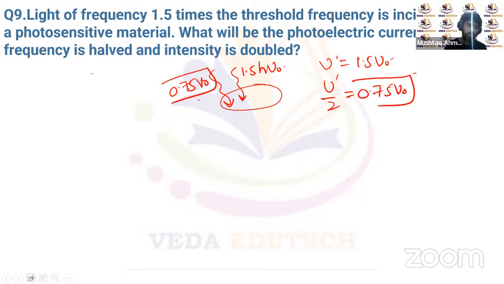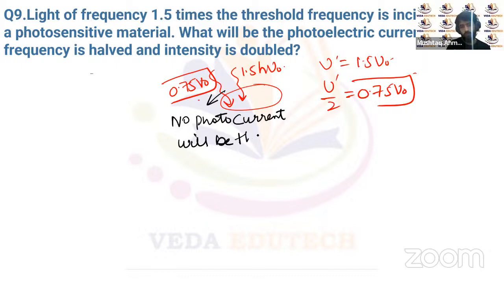So the minimum frequency required is nu naught, but the frequency we have is 0.75 nu naught. It means that this light will not be able to produce any photoelectron, or we can say no photocurrent will be there. So actually no photoelectron will be produced here, no photoelectric current.